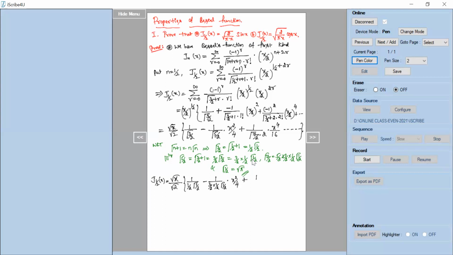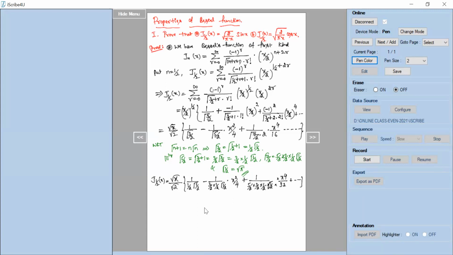Next term plus 1 by gamma 7 by 2. So 7 by 2 was 5 by 2 into 3 by 2 into 1 by 2 into gamma 1 by 2, into this 2 into 16. It becomes 32 straight away, right? Into this is x power 4 by 32 and so on. So this is the simplified thing. Now let us simplify this further.